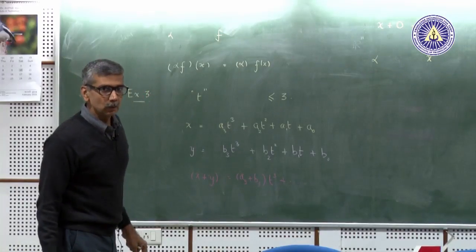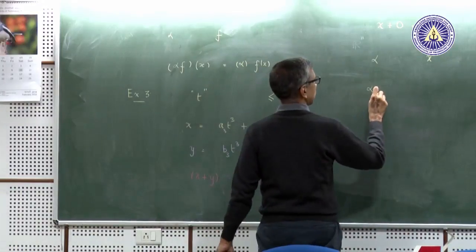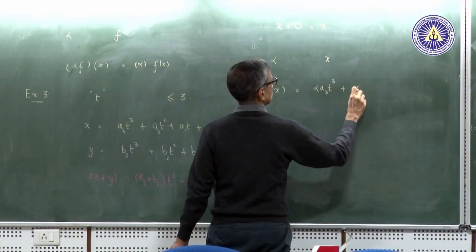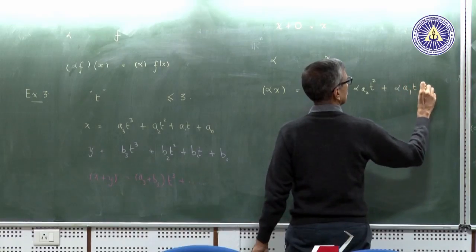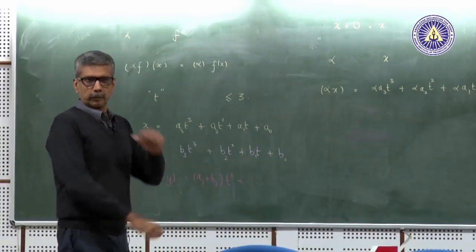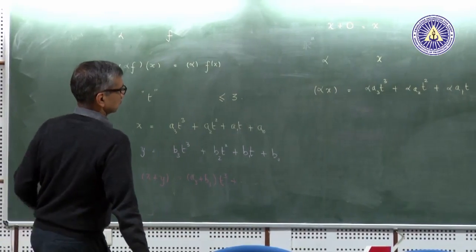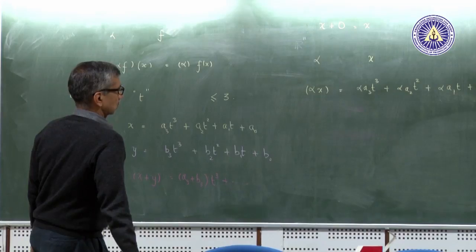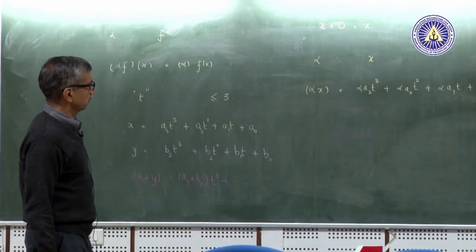A0, okay. It's simple, right? Alpha x will just be alpha A3 and so on. Clear?